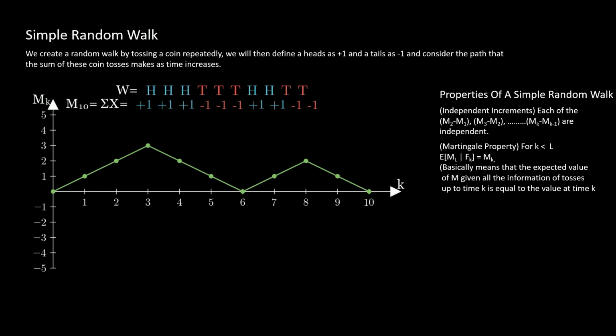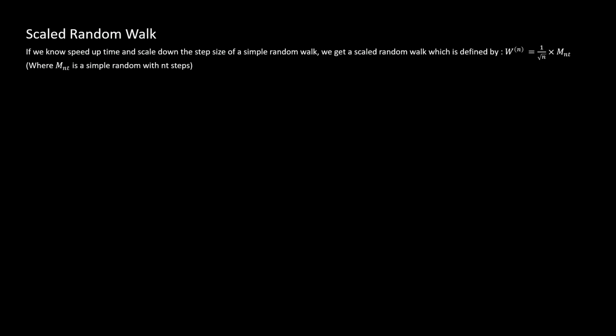And we can actually continue this on to any 2 points on our simple random walk. So for example, if we're at point 4, and we want to know what the expected value at 8 will be, it will just be the value at 4.